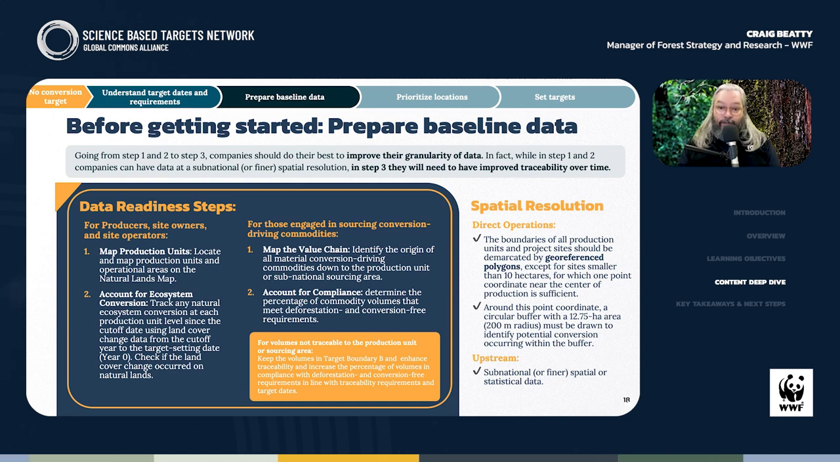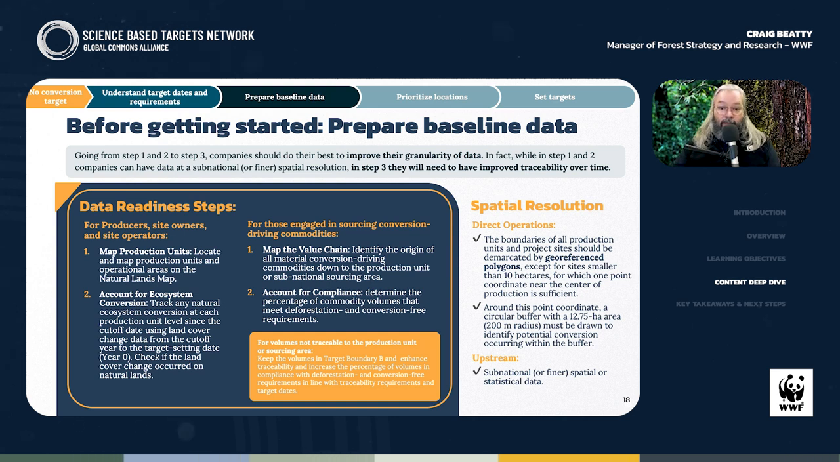While in Step 1 and Step 2, companies were able to move through the workflow using data collected at different levels of traceability, for example, at the global or national level, companies can only advance with preparing baseline data for SBTN land targets with volumes of conversion-driving commodities that are traceable to at least the subnational level. For all other volumes, companies will engage the supply chain to enhance traceability and will increase the percentage of volumes in compliance with deforestation and conversion-free requirements in line with traceability requirements and their target dates.